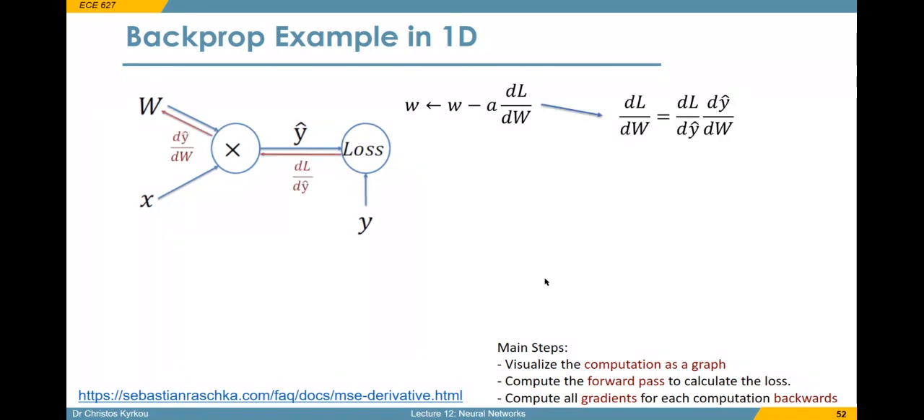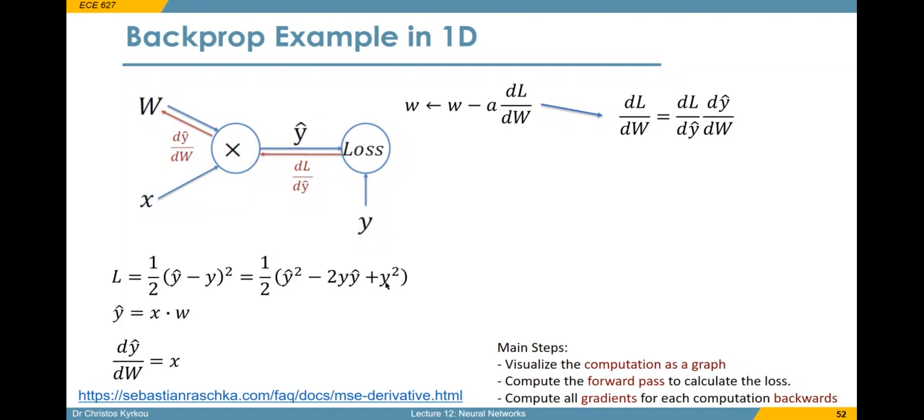First, we decompose this derivative into the derivative of the loss function times the local derivative at that node. If we use the sum of squared errors as our loss function, it can be decomposed like this. The output of the node can be computed by a simple dot product, and the derivative of the node with respect to the weight turns out to be the input.